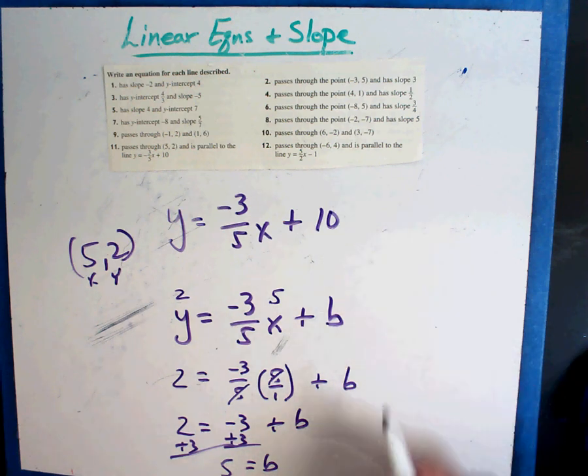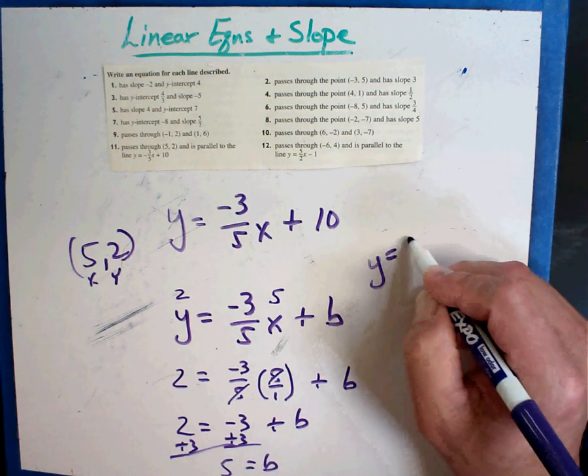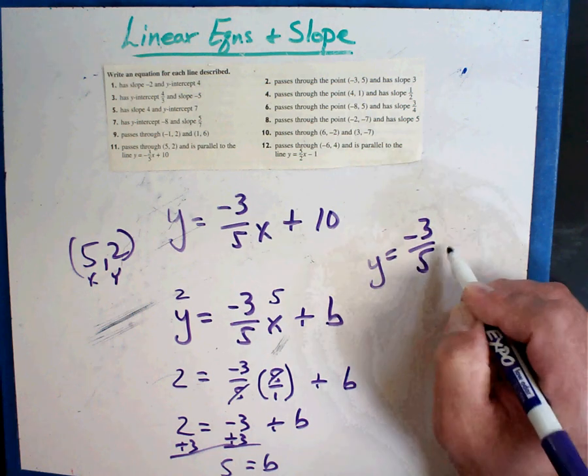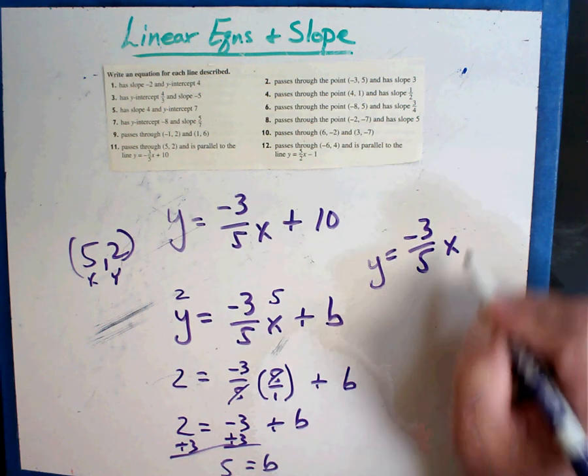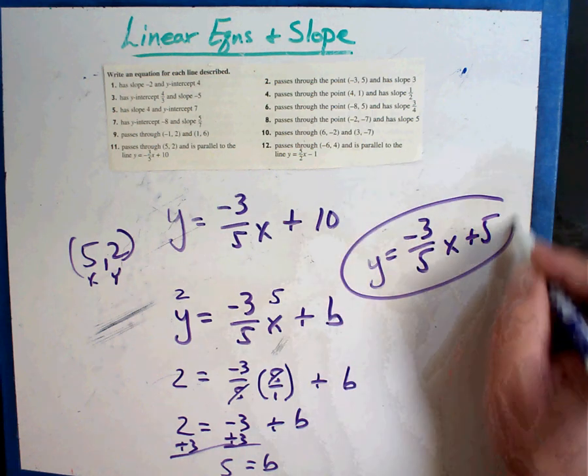So it wants to know the final equation. So the final equation is going to look something like this. Y equals, we know it's the same slope. Where does it hit? At 5. Here it is, we got it.